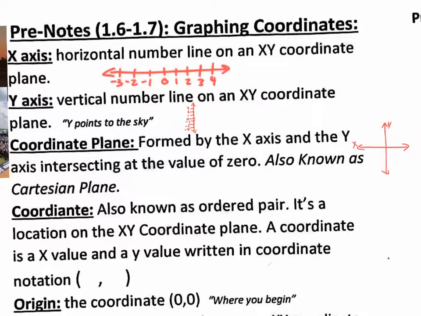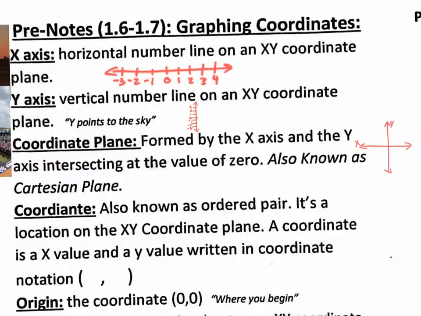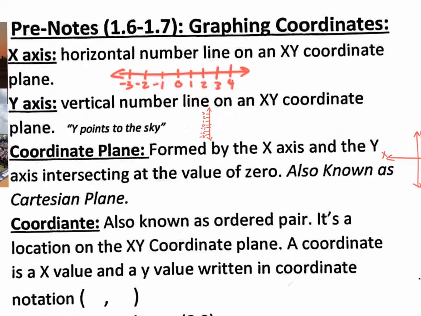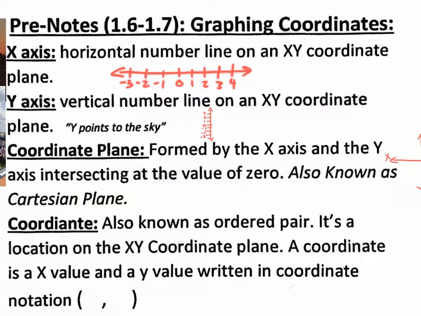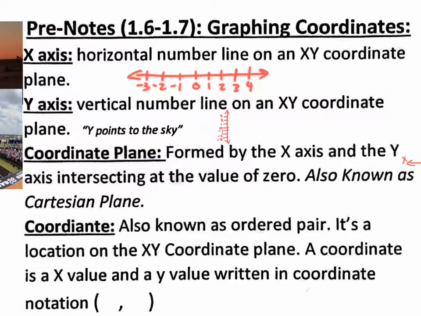Let's get started. So these are the pre-notes. We want to talk about graphing coordinates on an XY plane. So let's start with the x-axis. What is the x-axis? It's a horizontal number line.